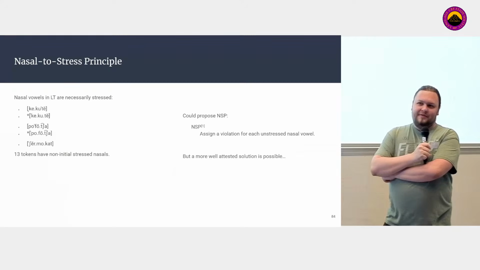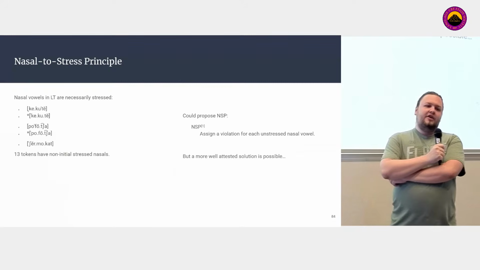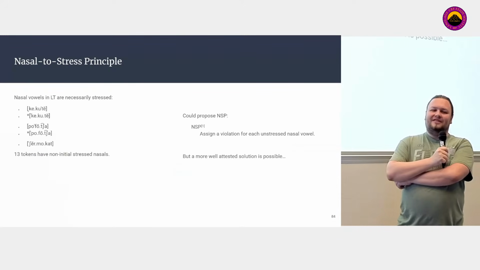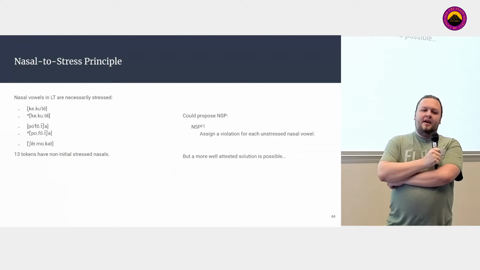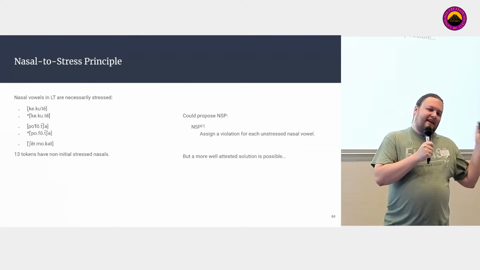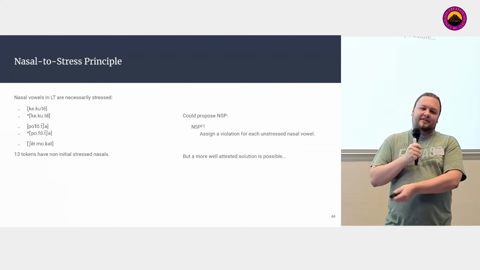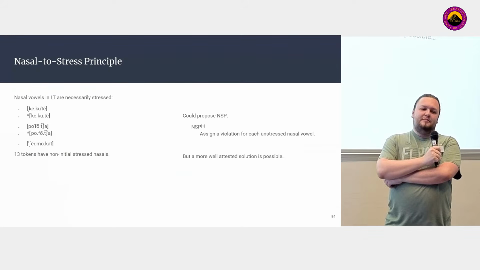Now we get into some of the more interesting things with the remaining third of the tokens. Firstly, there seems to be a general nasal to stress principle. Nasal vowels are always stressed. I initially considered just proposing an NSP constraint. This is similar to WSP, if anyone is familiar, which just says if heavy, then it's stressed. NSP would be if nasal, then it's stressed. But this is unattested so far as I could find.